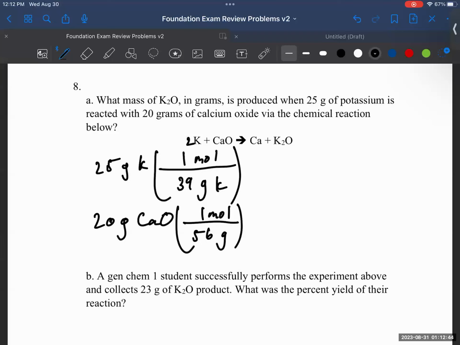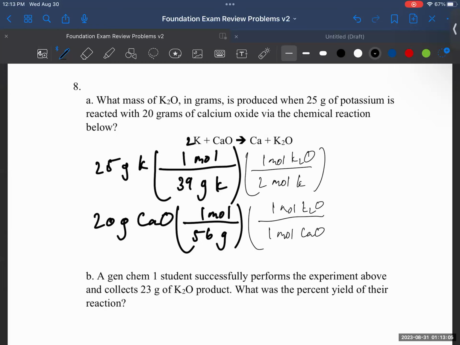So, all right. For that, we're going to do this. For every 2 moles potassium, there's 1 mole of K2O. And again, I got that by using the mole ratio. We're going to do the same thing here, but this time the mole ratio is just 1 to 1. So for every 1 mole of calcium oxide, there's 1 mole of K2O. You don't have to put these ones here if it's a 1 to 1 ratio, because 1 divided by 1 is 1, and anything times 1 is itself. So a little bit of math. All right. What do we get when we solve these two things?